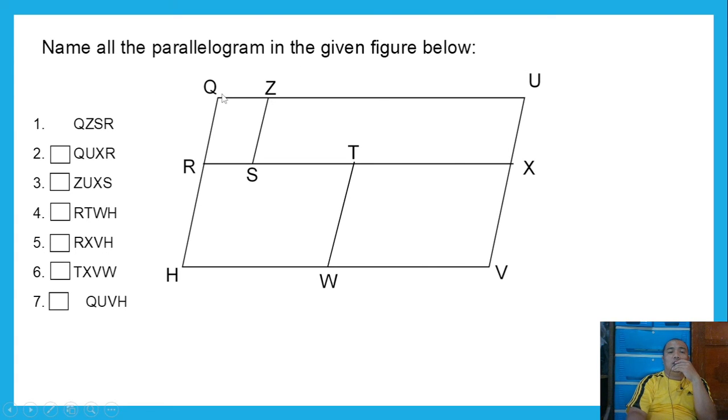We have parallelogram QZSR, QUXR, ZUXS, RTWH, RXBH. We have also TXBW. We have also QUVH. That's the seventh parallelogram, QUVH. So, just PM your answer if you found any more parallelograms aside from the 7 here.